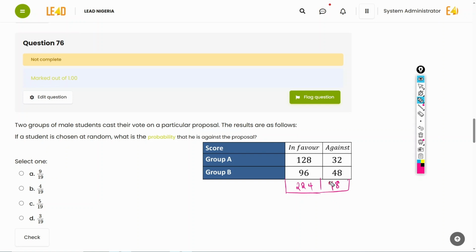So of everybody, right, what's the probability that he is against the proposal? So that will be 78 out of the total. All right. If a student is chosen at random, what's the probability that he is against the proposal? That should be 78 over the summation of both of them. So again, the correct answer is not there. I would edit one of the options to be the correct answer, which is 39 over 151. All right, so I'll edit one of the options to be that. Okay.